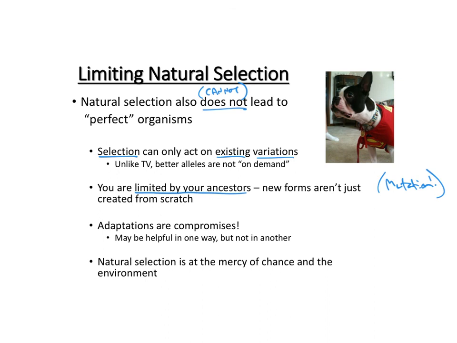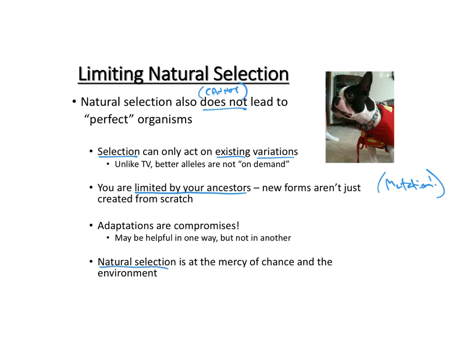So just because a trait would help an organism does not mean it will arise, right? So that's why I put this picture of Samson here in his Superman Halloween costume. A super-powered flying dog would be cool, but that doesn't mean that's going to come to be, right? And a dog that can fly would probably be better at surviving than a dog that can't. But if the flying allele doesn't exist, you're not going to get dogs that fly, right? So you always have to keep that in mind. This is still a very natural process.